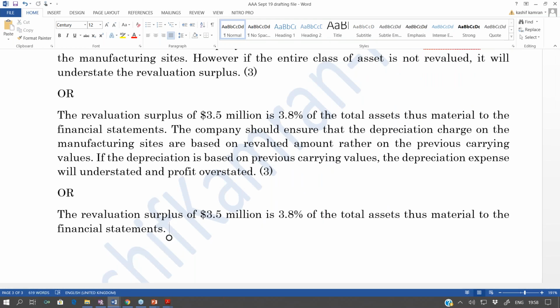So that means you have to write any one of them in the exam paper. Otherwise, I could not have written or, I would have written and. So the revaluation surplus of $3.5 million is 3.8% of the total assets, thus material to the financial statement. Then you write the treatment.